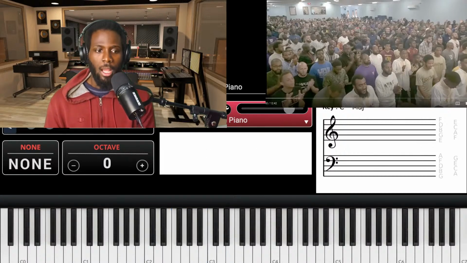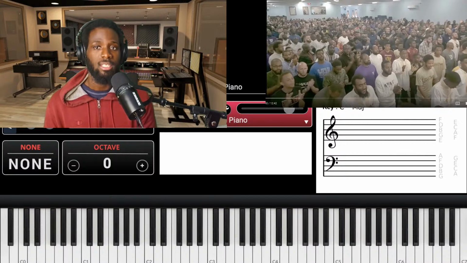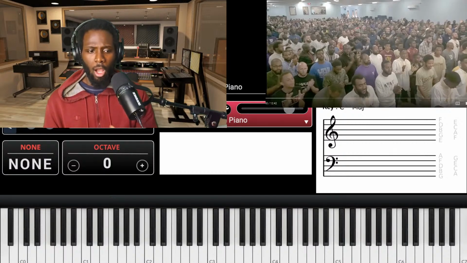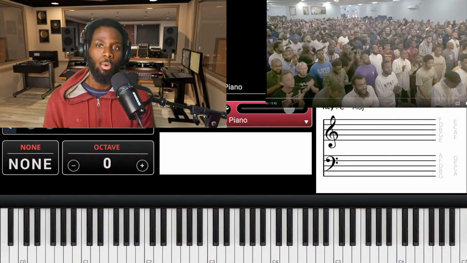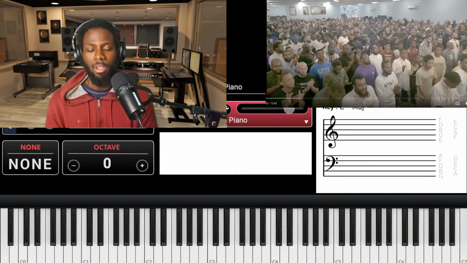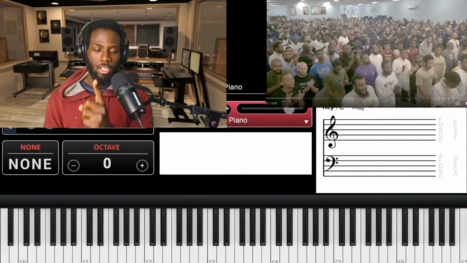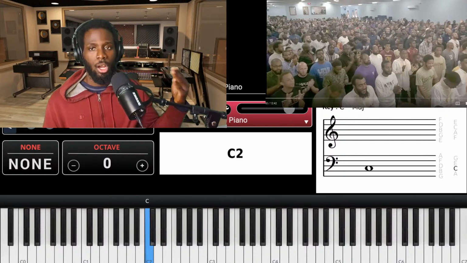So remember, the name of the key that you're in. For example, if we're in the key of C, C would be considered degree number 1. Respectively, if I'm in the key of B, B would be considered degree number 1. If I'm in the key of A flat, A flat is considered degree number 1, etc., etc. All right. So let's go back to C. If I'm in the key of C, C is considered degree number 1. So now let's count it.